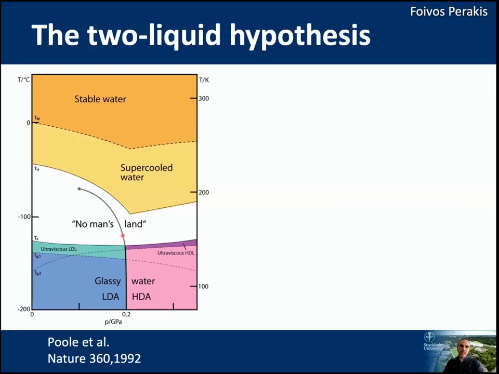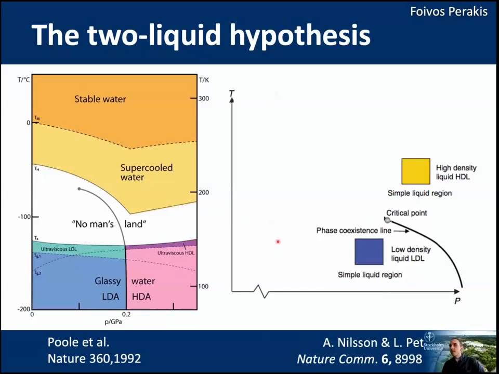And the hypothesis is that this phase separation line, this binodal, extends inside the no man's land, and there is a critical point at which it terminates. So if you were to zoom in on this region, it looks like this. This is taken from a review article by Anders Nilsson and Lars Pettersson, with whom we work. So this is temperature and pressure, and here is this phase coexistence line and the critical point.